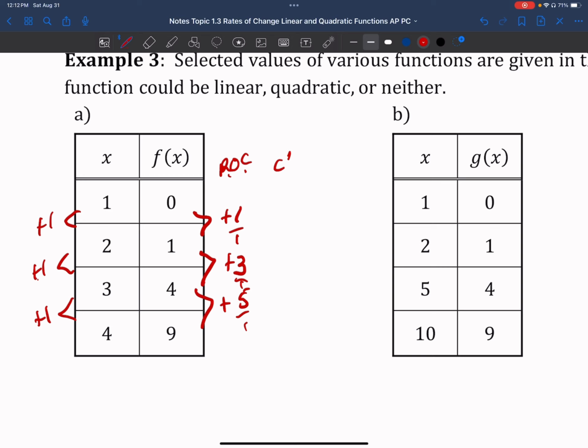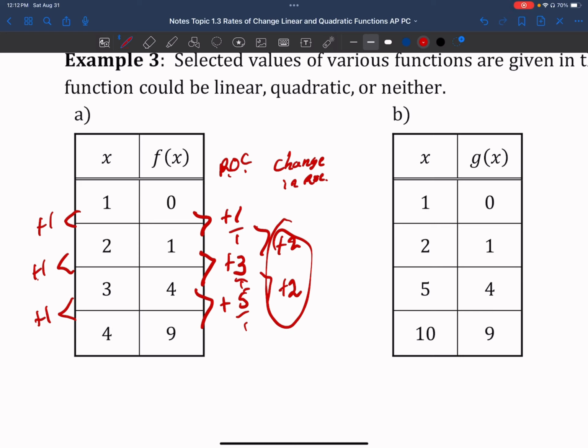If I look at the change in the rate of change, I notice that to get from 1 to 3, I'm going to add 2. From 3 to 5, I'm going to add 2. So again, the change in the rate of change is going to be constant. So I know in fact that example 3A is going to be a quadratic function.